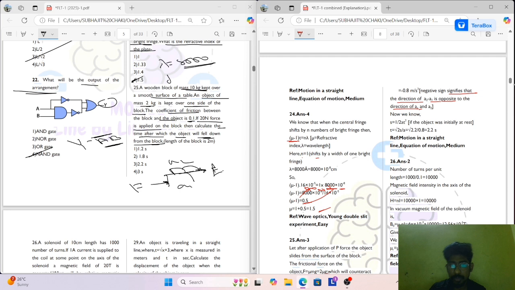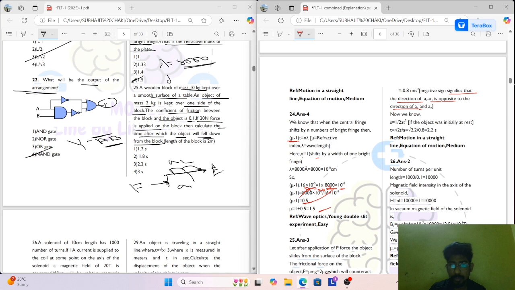The number of turns per unit length is 1000 divided by 0.1, means 10,000. And magnetic field intensity H equals n into I, means 10,000. In vacuum, the magnetic field of the solenoid is B equals mu naught Ni, as I told you. Here capital N is the number of turns, and small n is the number of turns per unit length. B naught equals mu naught Ni and B equals mu Ni. B equals 20 Tesla is already given.